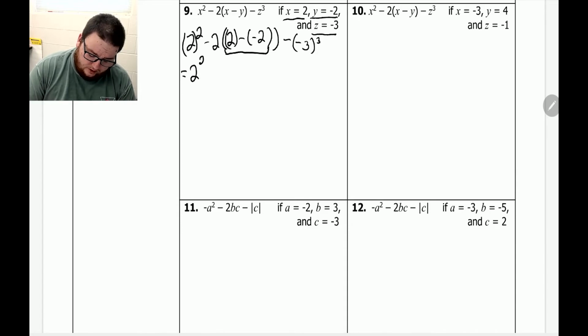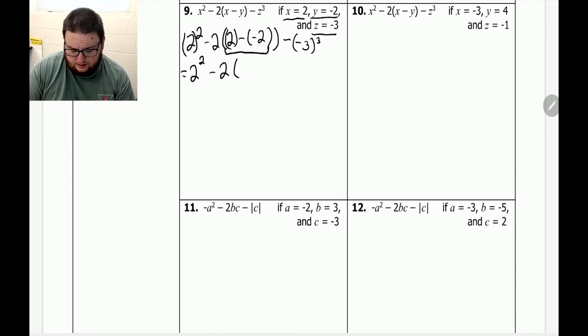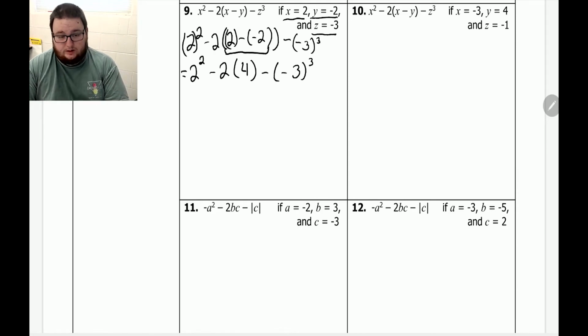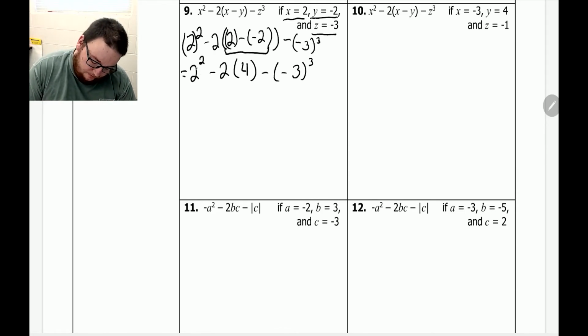We have 2 squared still, minus 2. Inside the parentheses, we have 2 minus negative 2. Well, if we subtract a negative, it's the same as adding, so we actually have 2 plus 2, which is 4. Minus negative 3 cubed. So now we're done with the parentheses. Now we move on to exponents.